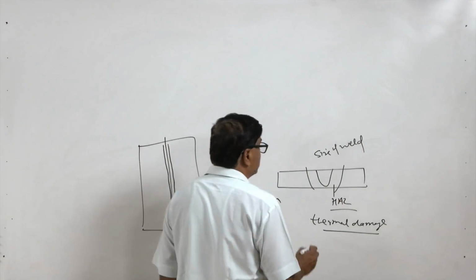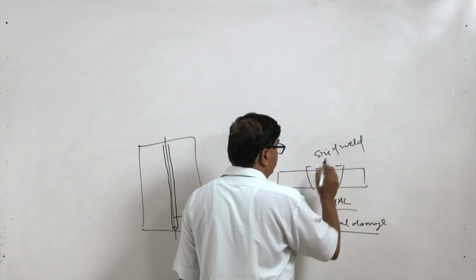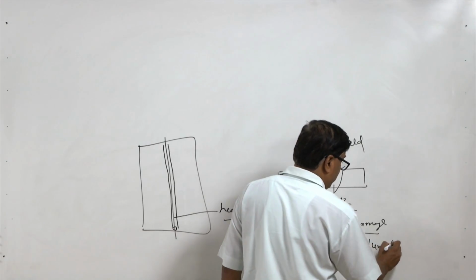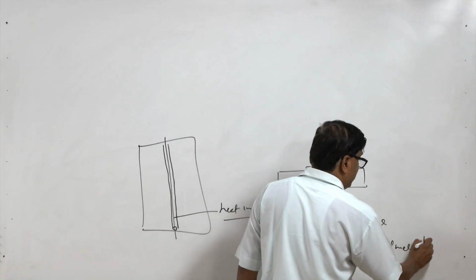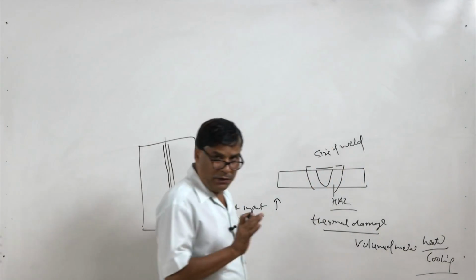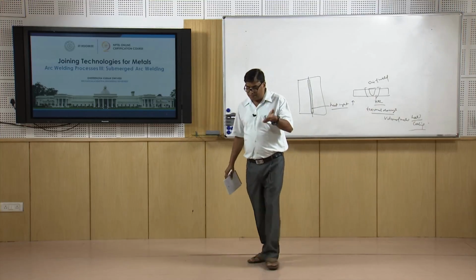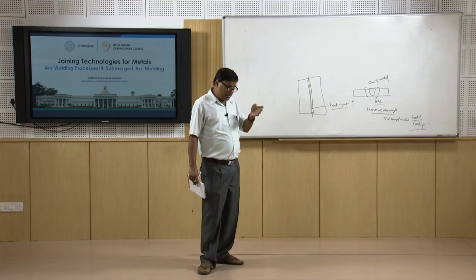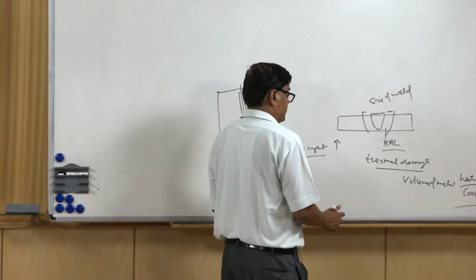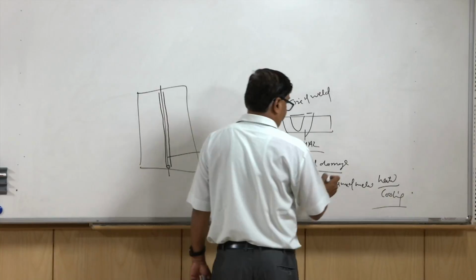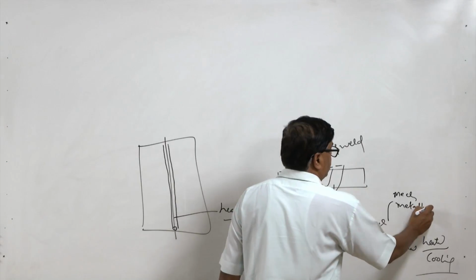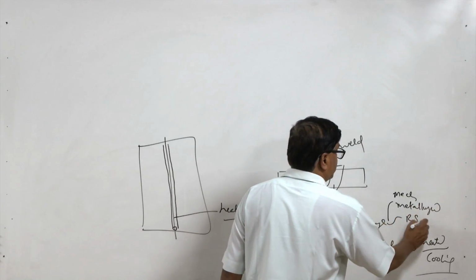Another is that a larger size of the weld and a larger heat affected zone increases the volume of metal which is subjected to heating followed by cooling. So, heating and cooling will cause expansion and contraction, which in turn, at the end of the welding, will develop a lot of residual stresses. So, thermal damage in terms of mechanical and metallurgical properties also causes problems related to residual stress.